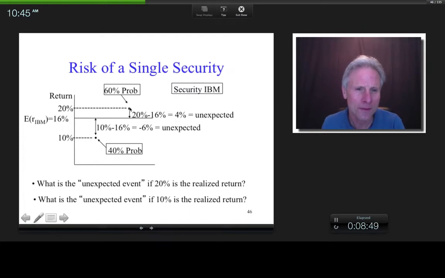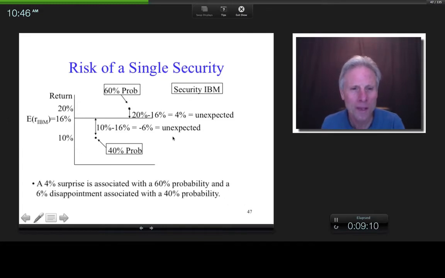Well, we had a 60% probability of realizing 20, and therefore a 60% probability of having, if you will, a 4% happy face. And what about this minus 6? What probability is associated with that? Well, 40%, right? So in other words, we have a 4% surprise that's associated with that probability, and a minus 6 disappointment that's associated with that probability.